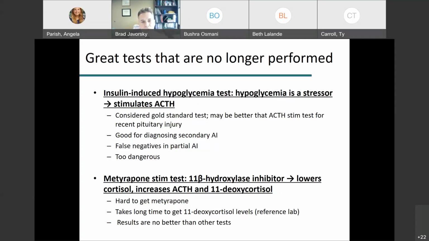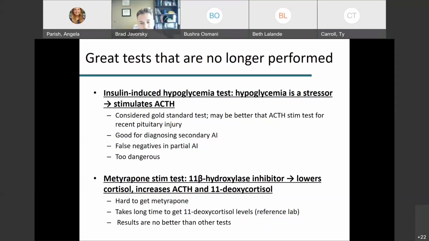But this test has really been abandoned because it's just too dangerous. It requires somebody to sit by and watch patients, and you can't do it in people who have a history of heart disease or cerebral vascular disease or a history of epilepsy. So this is just not a test that's really done anymore.